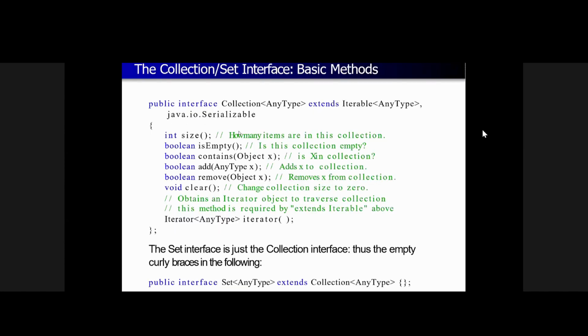So here's the collection interface. Well, it's not as complete as the previous one, but it has the major methods in it. So you can see that we can tell how many elements there are in the set. We can tell if the set's empty. We can see if it contains any particular object. And we can add objects and we can remove objects. And we can clear everything out in one call. And we can iterate through the set. Okay.